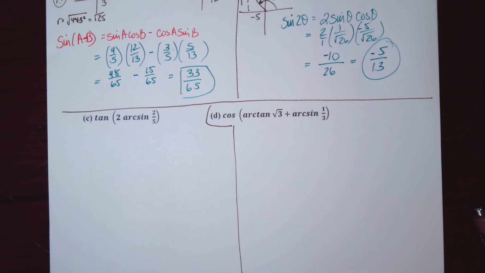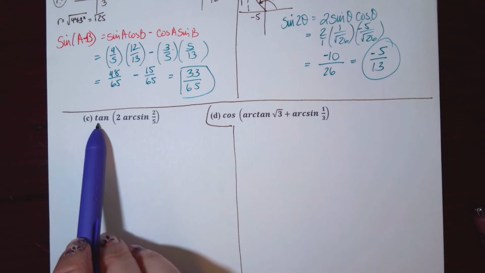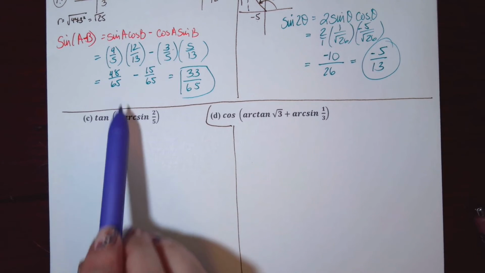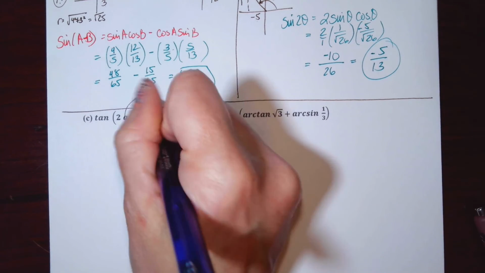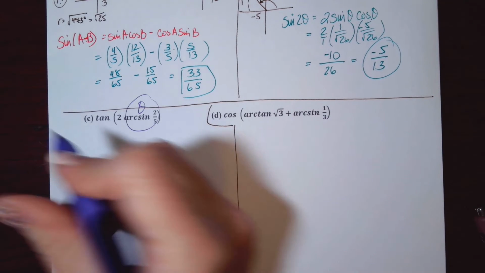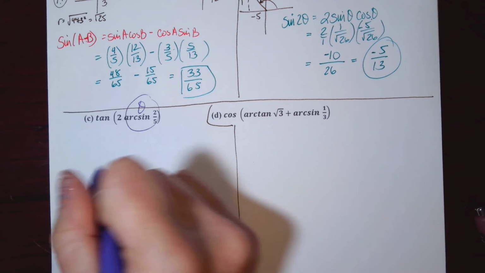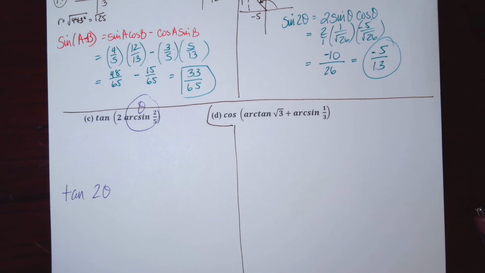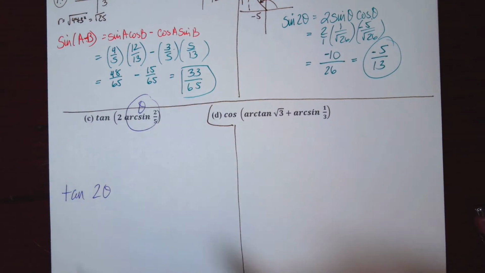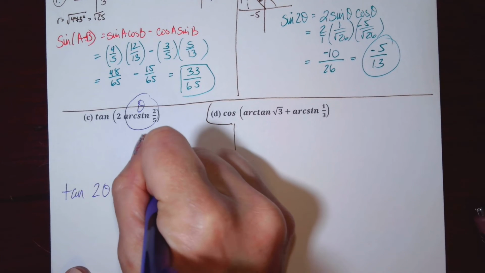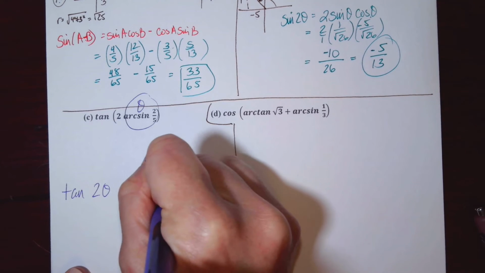Once again, we take a look at it and we go, okay, what do I got going on? Well, I've got a function on the outside. In my argument, I've got an inverse value, which means that I've got information about an angle here. So what I'm looking for, essentially, is the tangent of 2 theta. Well, what do I know about tangent of 2 theta? That's a double angle tangent identity: 2 tangent theta over 1 minus tangent squared theta.